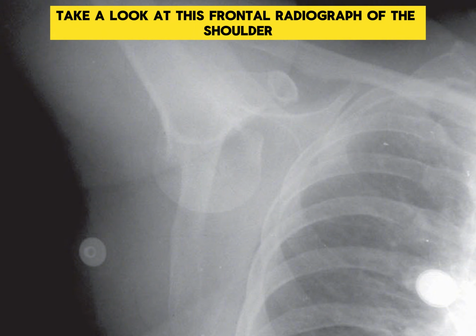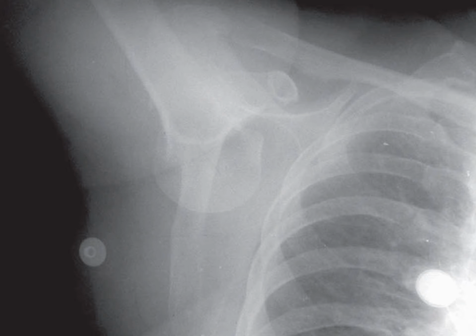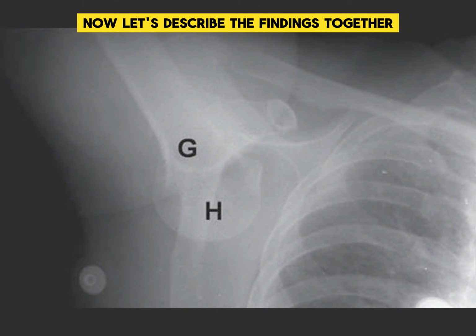Take a look at this frontal radiograph of the shoulder. Notice the positioning and any abnormalities. Pause the video and examine the image closely. What do you see? Excellent. Now, let's describe the findings together.